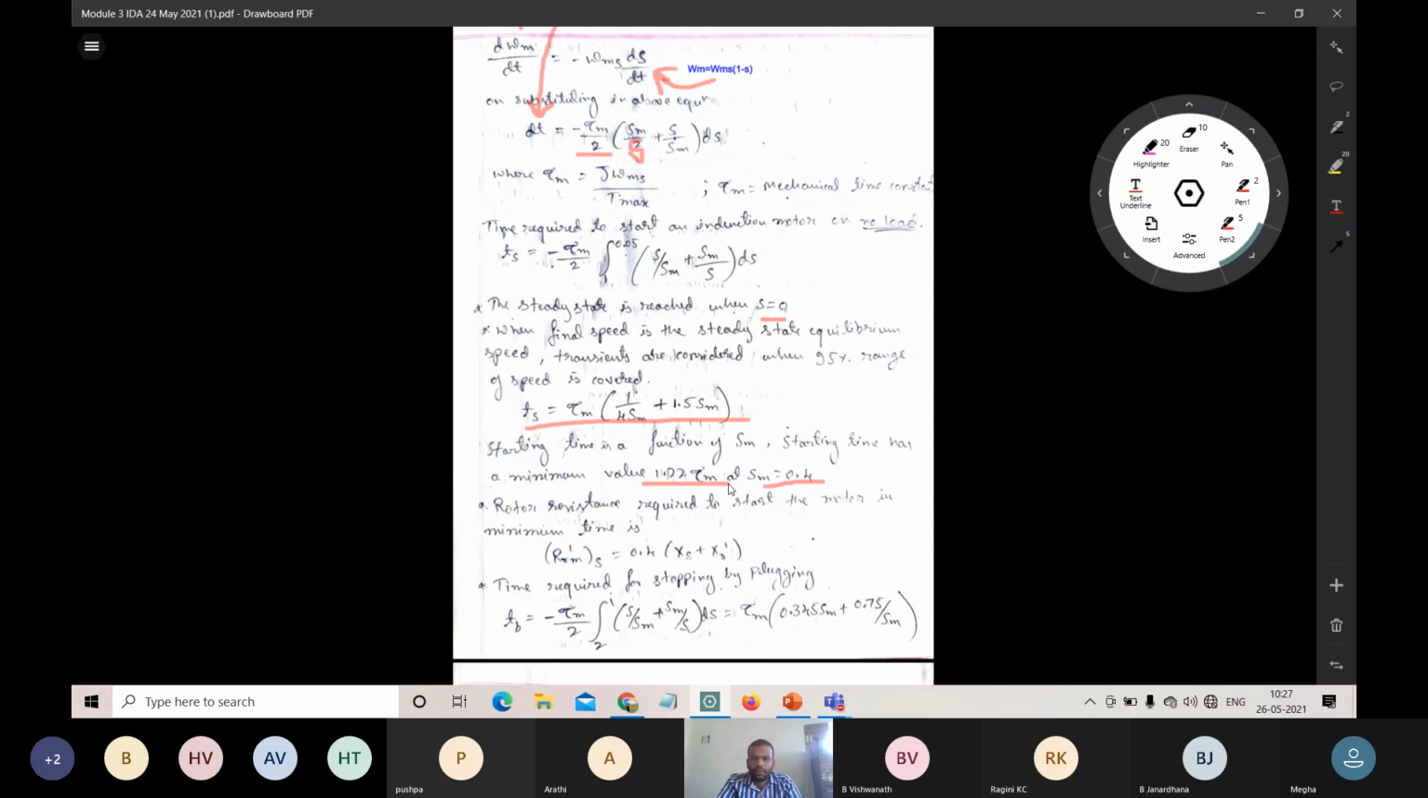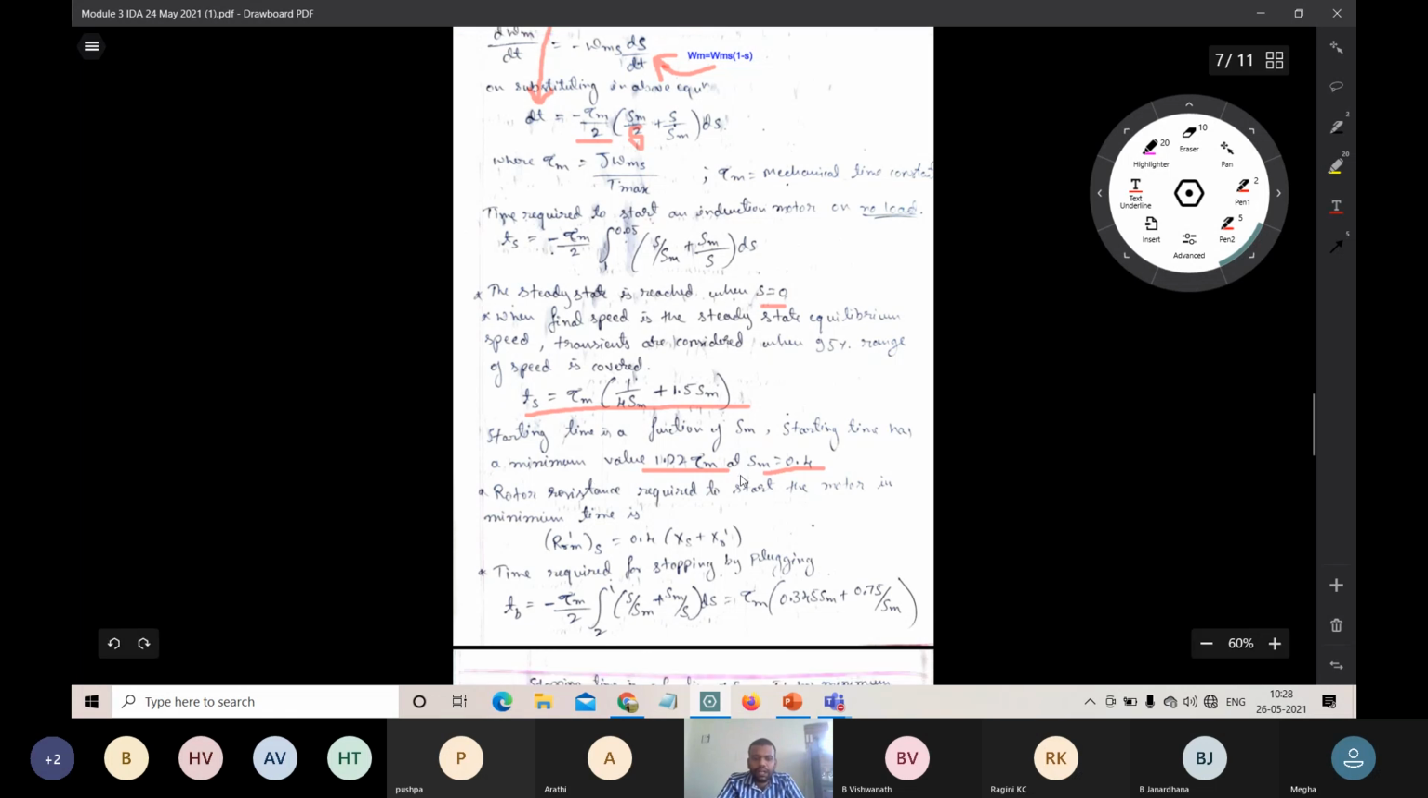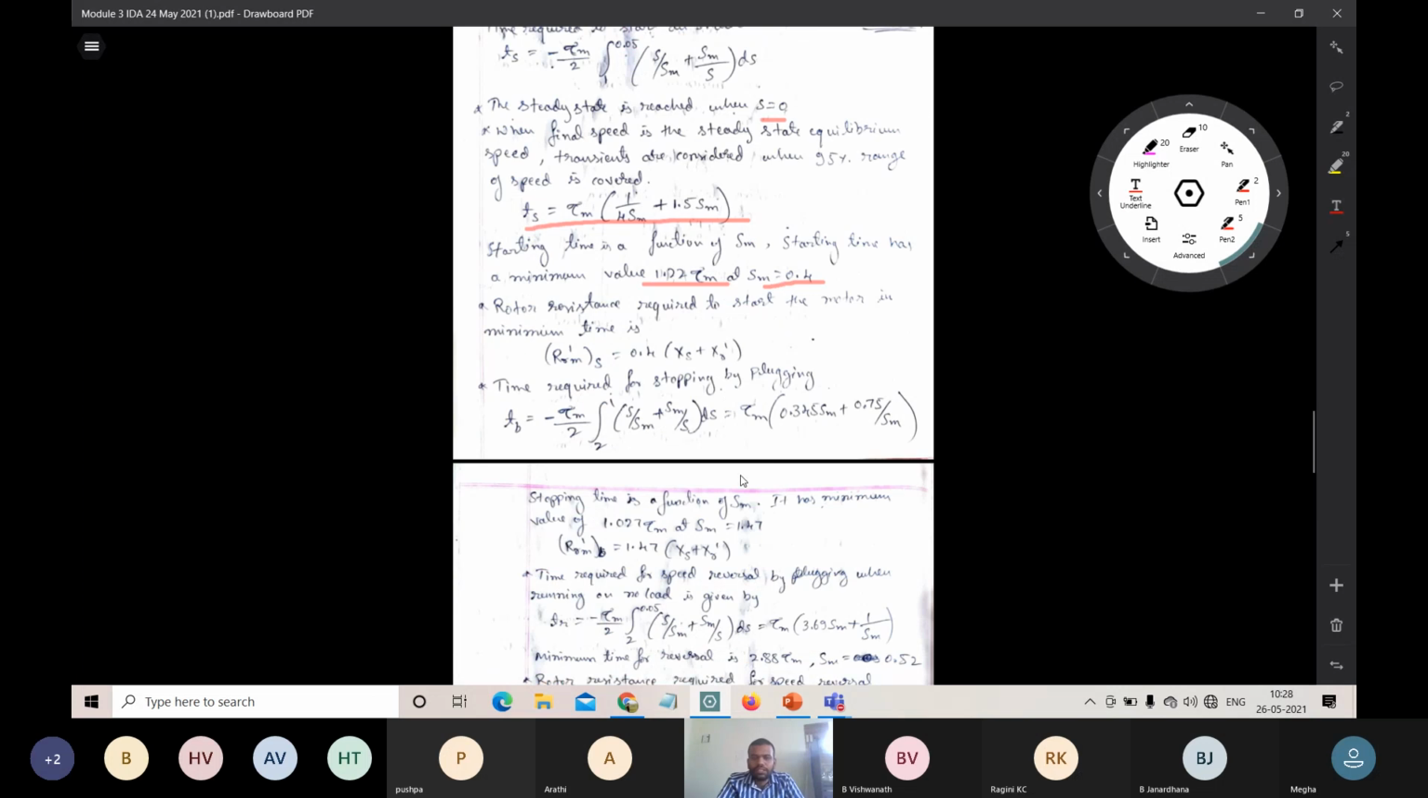If you are going to start a motor, at that time the starting time is a function of Sm. When the slip of the motor is 0.04, the starting time has its minimum value. That minimum value will be 1.22 times the mechanical time constant, tau m. So here the rotor resistance is required to start the motor in minimum time.